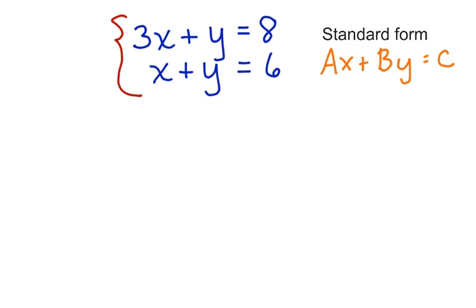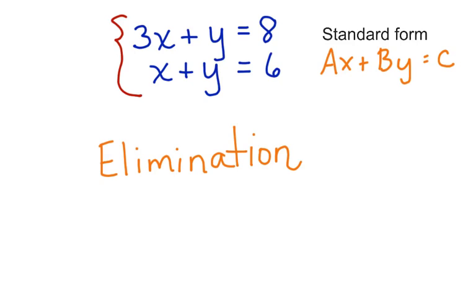Because they're written that way, we could rewrite them in slope-intercept form, use substitution, and solve them. But in this case, it's easier to use a method called elimination. Let's look at how to use elimination to solve this system of equations.